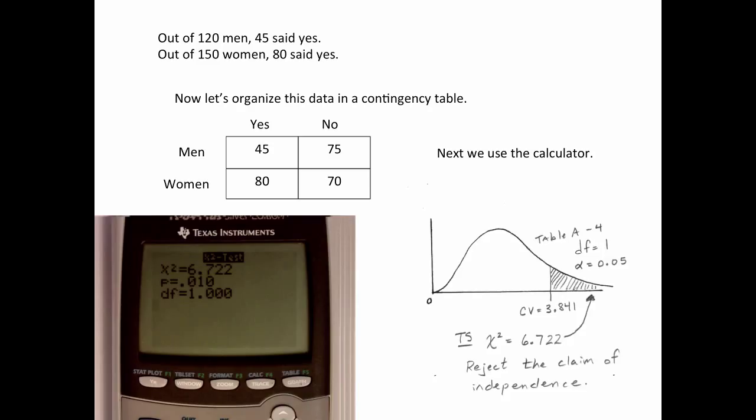That definitely goes past the critical value, and so we did prove something. The claim of independence is rejected, or in other words, they're not independent. That means they are dependent. So somebody's gender is dependent on how they vote, or how they vote is dependent on their gender. And as you can see, there's a higher percentage of women that would vote for Hillary Clinton compared to men. Keep in mind that I just made up those numbers.